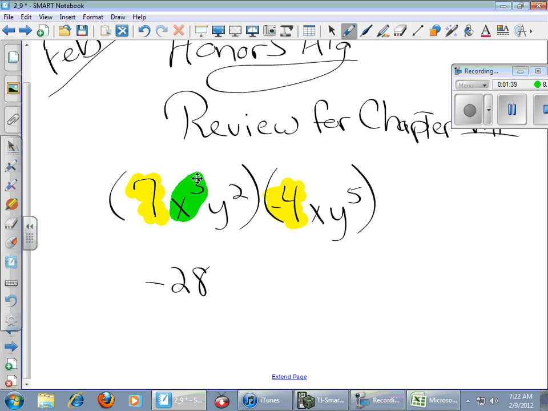Now I'm going to multiply my x's. I have x cubed times x. Don't make a silly mistake here. X cubed means x times x times x. And then there's another x in the other quantity, so this is x to the 4th. The shortcut is to add the exponents, but a lot of you get shortcuts wrong. Don't use it if you're going to get it wrong. Think of how many x's are being multiplied all together.